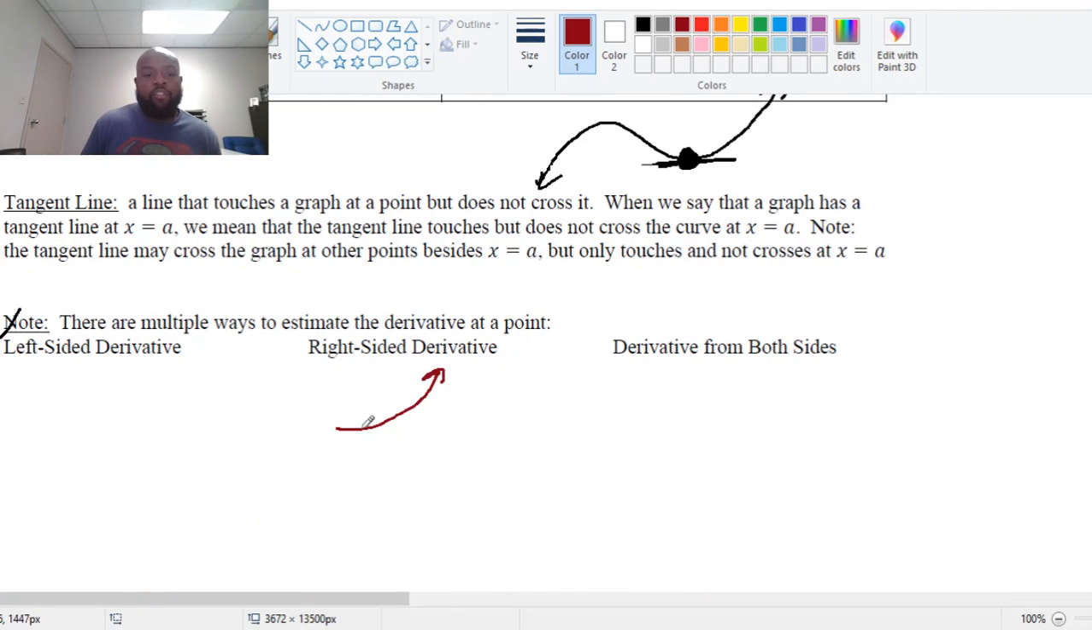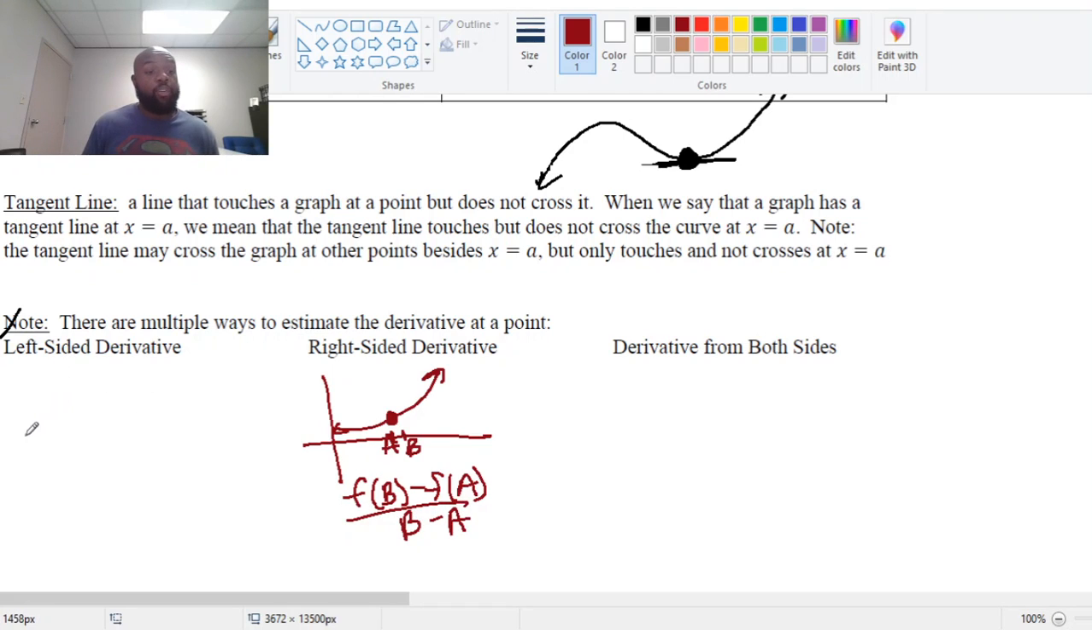Basically, if you have a function and your value a is here, okay, then you're going to choose a b that's to the right on your number line of a and do your f of b minus f of a all over b minus a, all right?